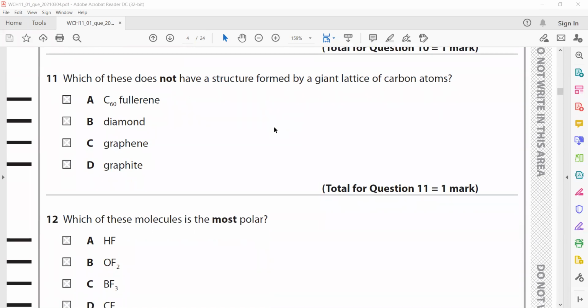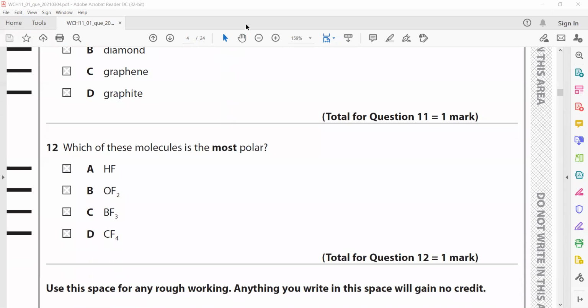Which of these does not have a structure formed by giant carbon atoms? Fullerene, carbon 60, shows a fixed number of carbon atoms. That's not a giant structure, it's a finite structure. Diamond forms a giant structure. Graphene forms a giant structure, and graphite also forms a giant structure. Which molecule is the most polar?